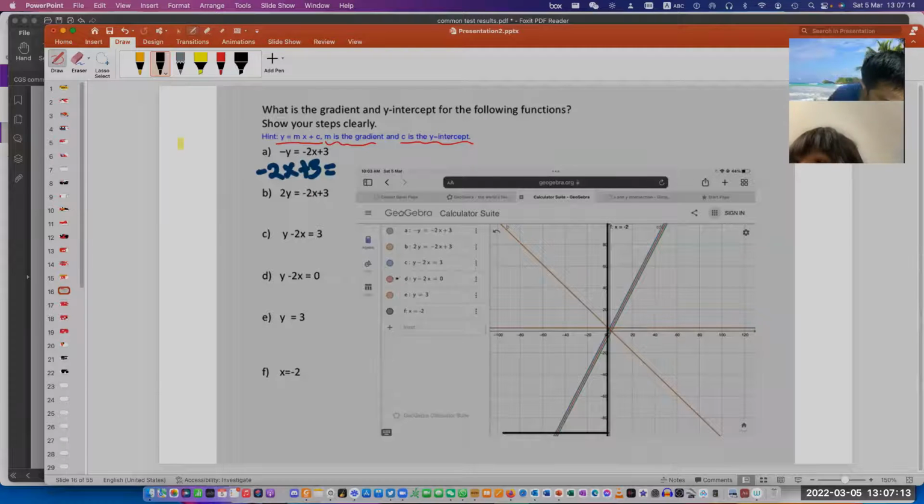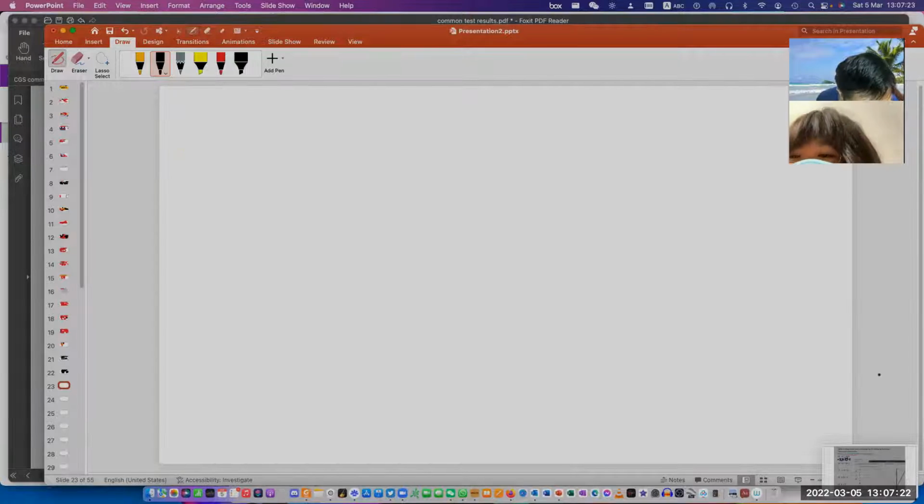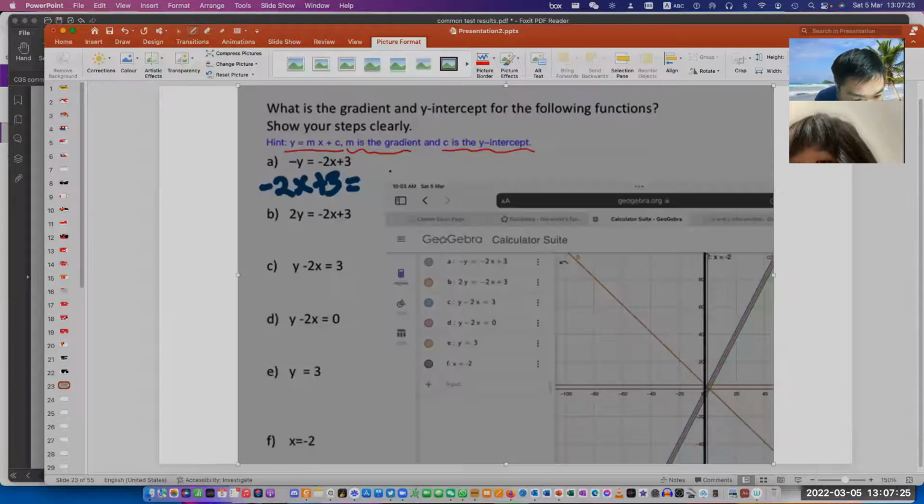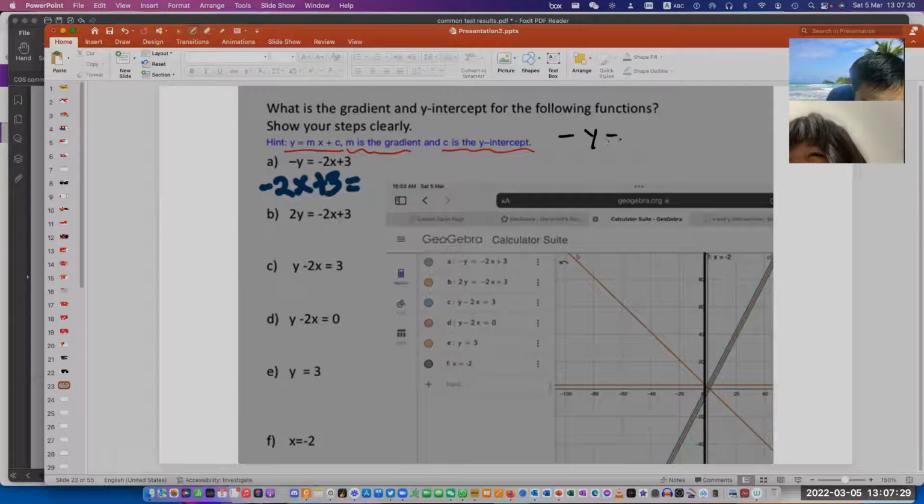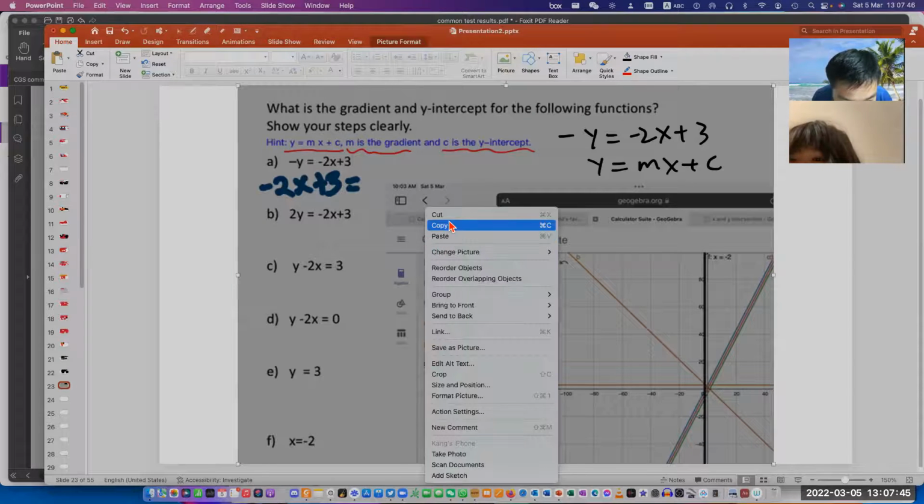Can you see all of this? Okay, good. They are similar to the question we discussed. First question: you have minus y equals minus 2x plus 3. You need to do some manipulation to it first, because you need to get it into y equals mx plus c.